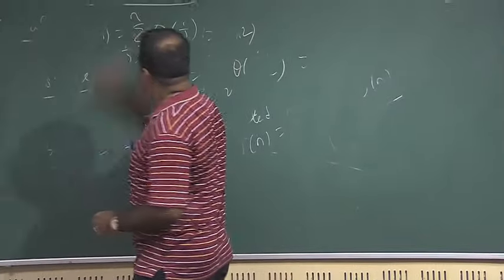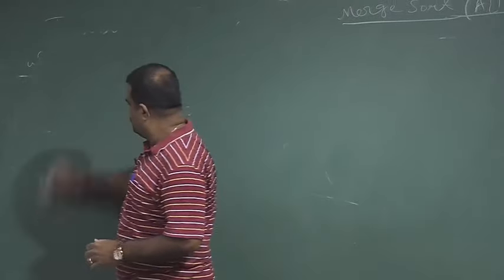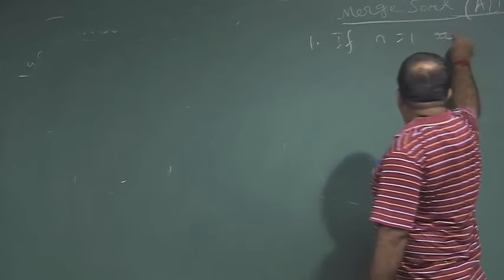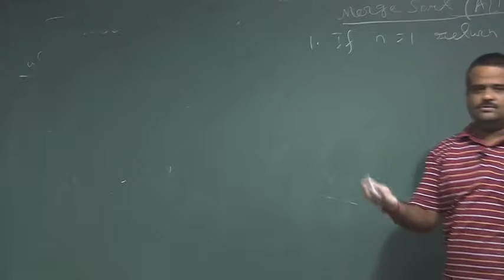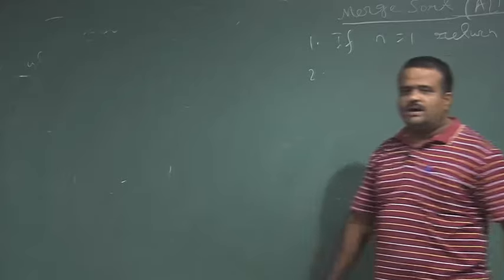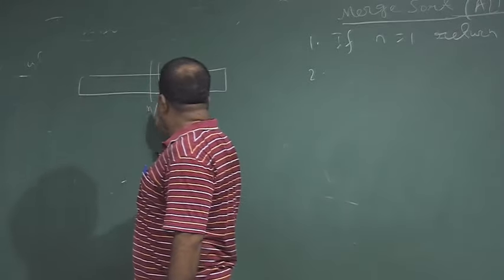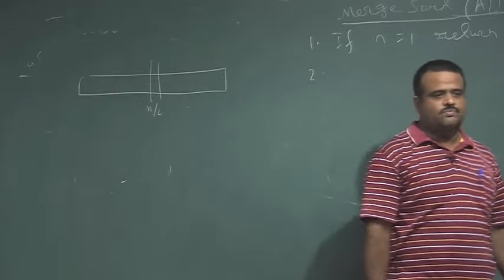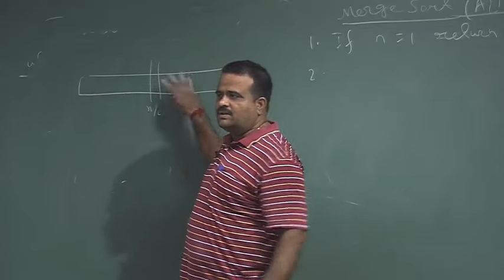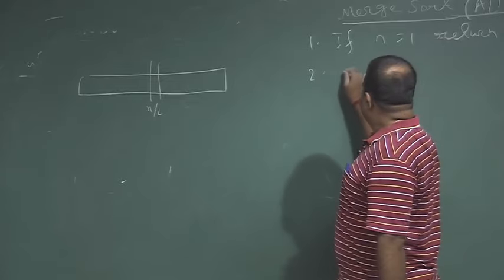So, in the merge sort, what do we do? If n is equal to 1 we return, because there is only one element. One element is already sorted, nothing to do. Otherwise, we go into the middle, n by 2, with the ceiling to make it an integer, and then we sort this and sort this recursively. So, this is a recursive call.